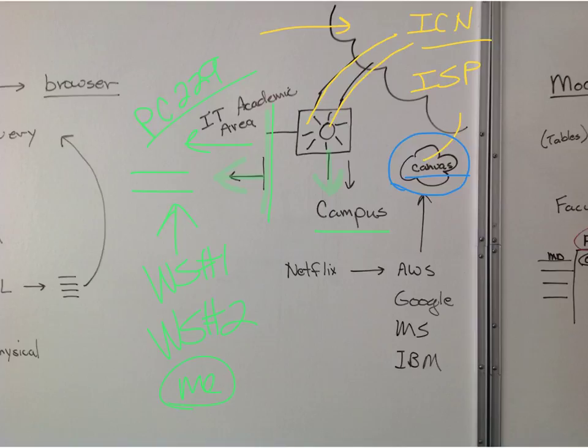Now, in order for Canvas to be accessible all over the internet, they use some data services. I believe they use Amazon and Google, but I'm not positive. But we could probably look that up. Netflix, I know they started using Amazon in order to distribute all over the world. You could also use Microsoft products. IBM has a cloud solution.